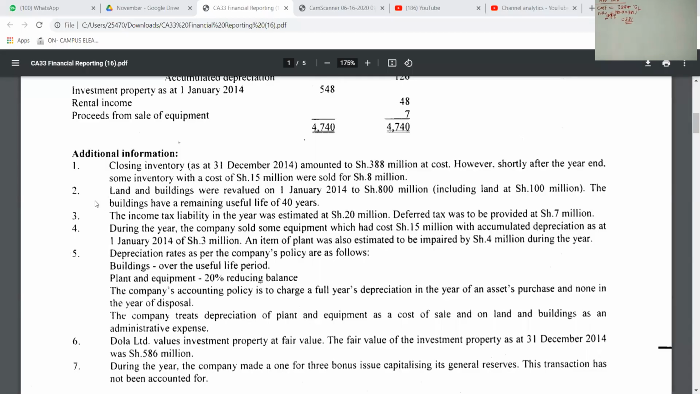Additional information number 2: land and buildings were revalued on 1st January 2014 to shillings 800 million, including land at 100 million. The buildings have a remaining useful life of 40 years. What we are supposed to do here is to determine the revaluation gain or loss.